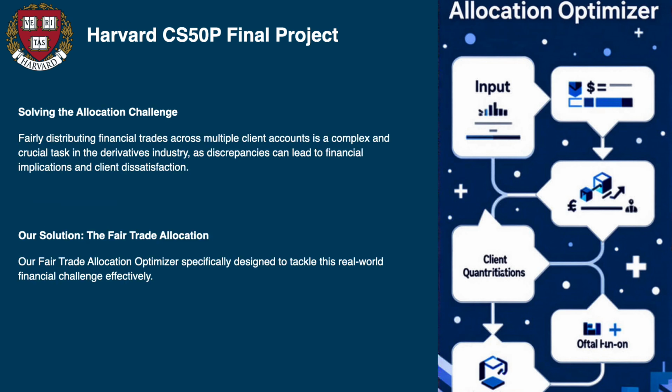Let's start with the problem statement. Fairly distributing financial trades across multiple client accounts is a complex and crucial task in the derivatives industry, as discrepancies can lead to financial implications and client dissatisfaction. Our Fair Trade Allocation Optimizer is specifically designed to tackle this real-world financial challenge effectively.